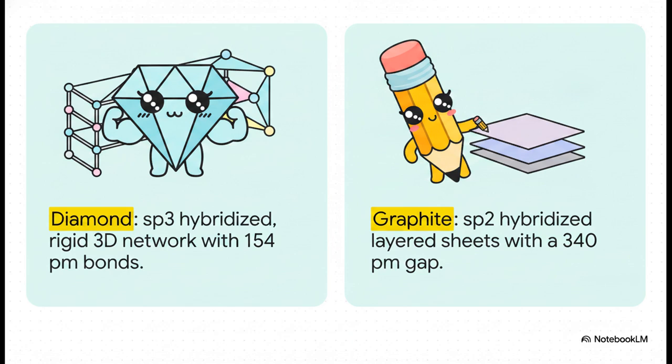But then, look at graphite. Here, carbon uses sp2 hybridization to form flat, planar hexagonal sheets stacked on top of each other with a 340 picometer gap between them. Those layers are held together by super weak van der Waals forces. That means they slide over each other effortlessly, kind of like a slick deck of cards. That's exactly why we use graphite as a dry lubricant in really hot machines, and, of course, as the lead in the pencil you might be holding right now.